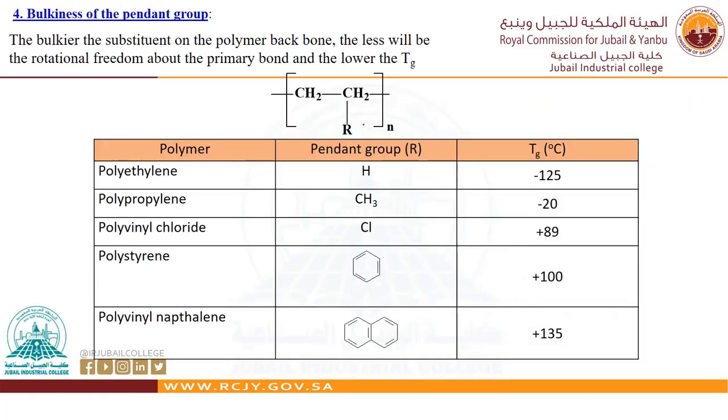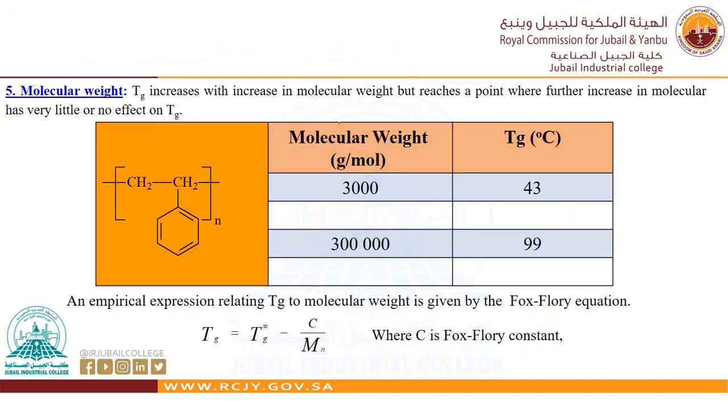Now we also have polymers that have pendant groups. As you increase the size of the pendant group, the flexibility decreases and the TG will increase. For example, if R here is hydrogen, that is ethylene, it has a very low TG. If you increase the size to CH3, which is polypropylene, the TG will increase. And when you move to Cl, benzene and naphthalene, when you have two benzene rings, the TG becomes very high because of the pendant group. Once you have a bulky pendant group, it decreases flexibility and therefore increases TG.